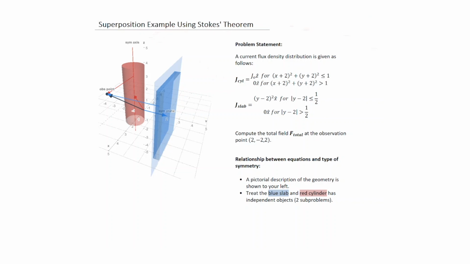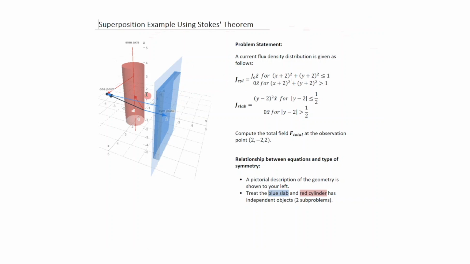The problem statement is that you're given a current flux density distribution as follows. J equals z-hat J naught for x squared plus (y plus 2) squared less than or equal to 1. So that governs the current flux distribution in the cylinder, and it'll be pointing upwards. The next graphic will show that.